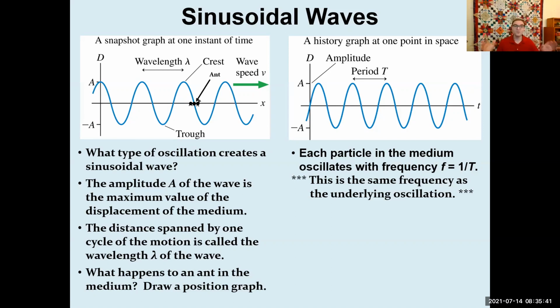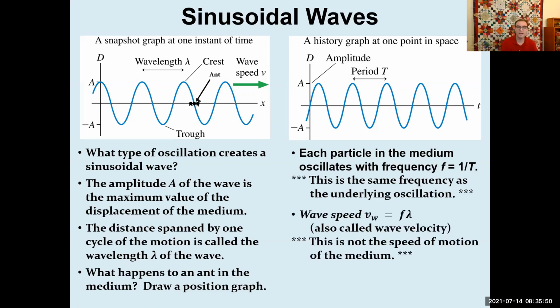If you want to put these two motions together and think about what's going on in space and what's going on in time, and how those work with each other, what you end up getting is a thing called the wave speed, which is basically how fast the wave is traveling. How fast is it propagating from one place to another? You can actually calculate it by multiplying the frequency times the wavelength.